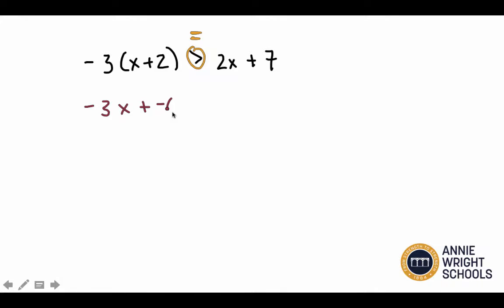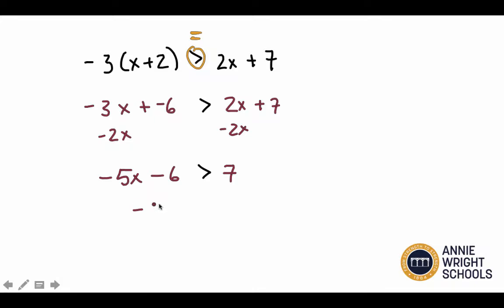-3x plus -6, greater than 2x plus 7. You would then maybe add 3x to both sides, subtract 7, or subtract 2x, add 6. I'm going to subtract 2x from both sides. And I'm going to get -5x minus 6 is greater than 7. I'm now going to add 6 to both sides. -5x is greater than 13.